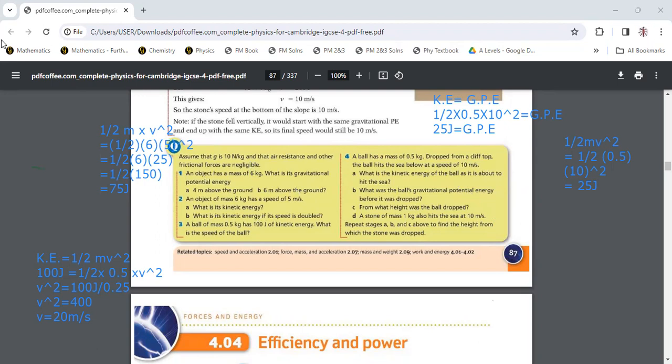5.1 meters. Okay, for this question just assume g is 10. Yes. Oh, okay. So that means 5 meters. Correct.